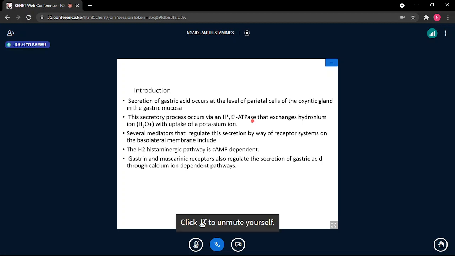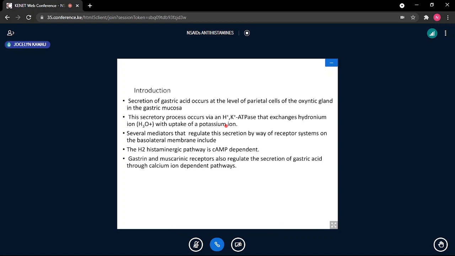In other words, when you have that hydrogen potassium ATPase pump, that means it's an active transport. So this secretory process occurs via hydrogen potassium ATPase that exchanges hydronium ions with uptake of potassium. Remember, you must have a balance of charge. So the ATPase means that even if the concentration of the hydronium ions is slightly low within the parietal cells, the oxyntic cell, it will be pushed out through this, which we are calling an active transport. Active transport works even against a concentration gradient.